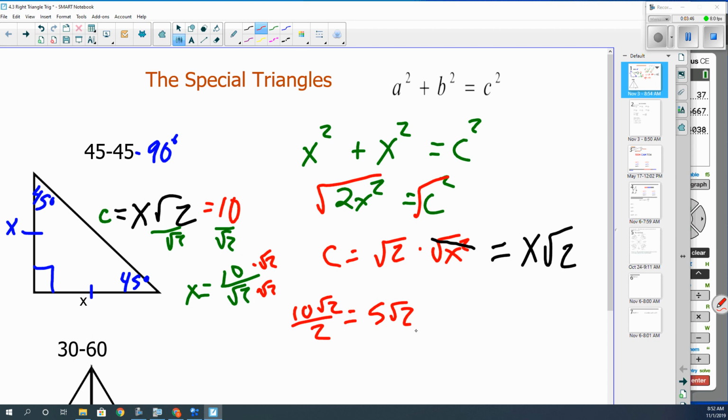Whichever part you know of a 45, 45, 90-degree triangle, you set that equal to either x or x root 2, and then you can solve and get whatever length you need.